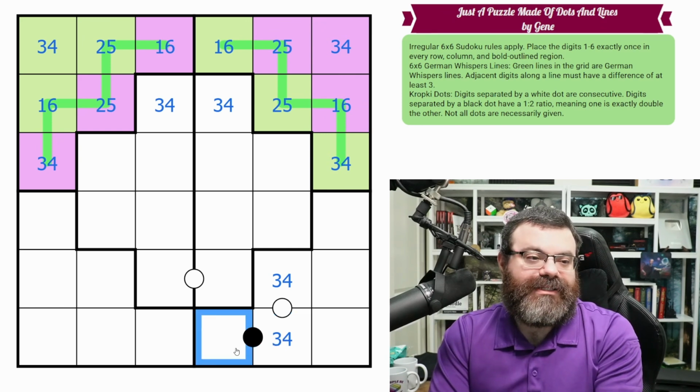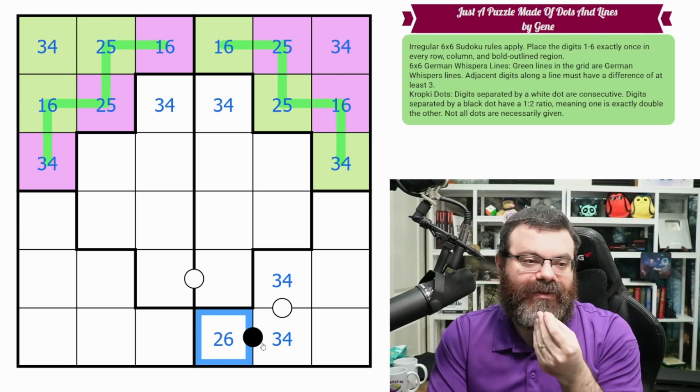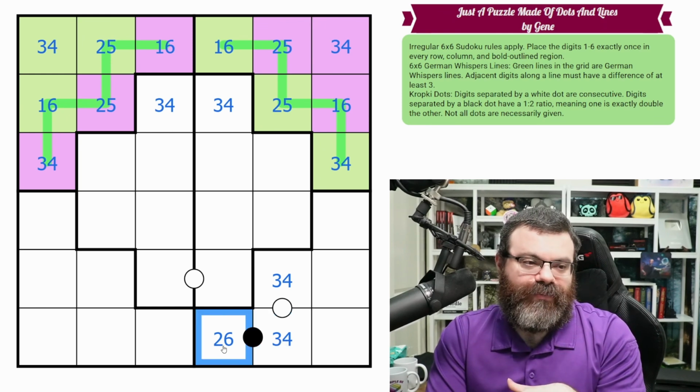This 3-4 can be next to a 6 or a 2. 3 has to go next to 6 because we have to double the 3. We can't halve it, it's an odd number. 4, we can't double it to 8, that's too big, so we have to halve it to 2 for the ratio.